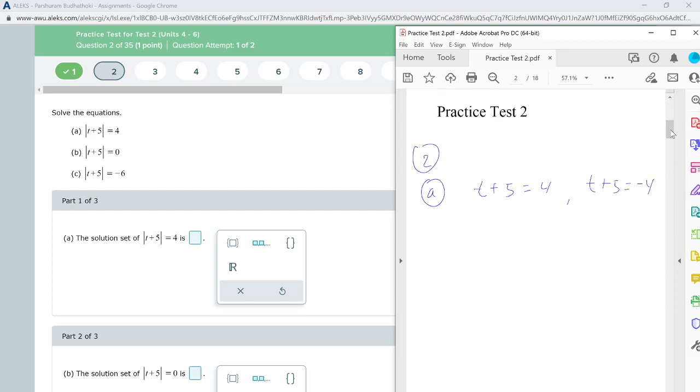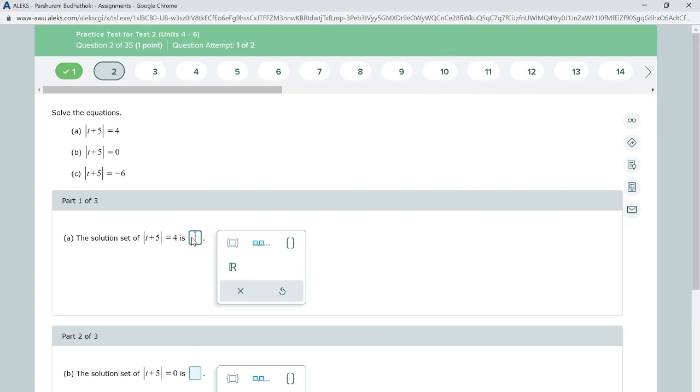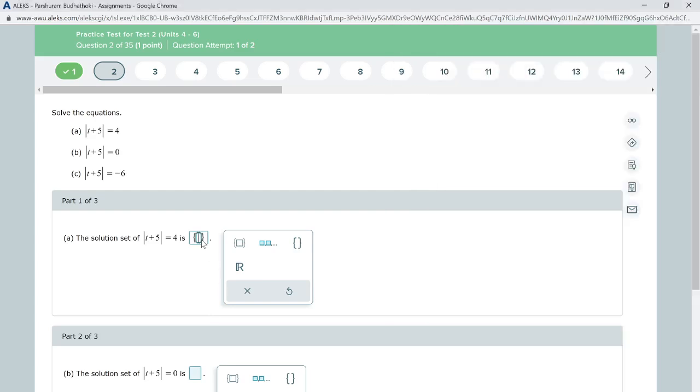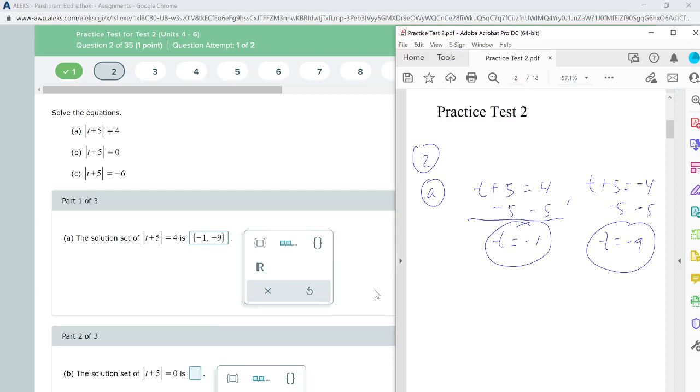These are the two options because of this absolute value, and when you subtract 5 from both sides of these two equations, it gives you t equal negative 1 for the first equation and t equal negative 9 for the second equation. So this is the solution set for this problem. The answers are negative 1 and negative 9.